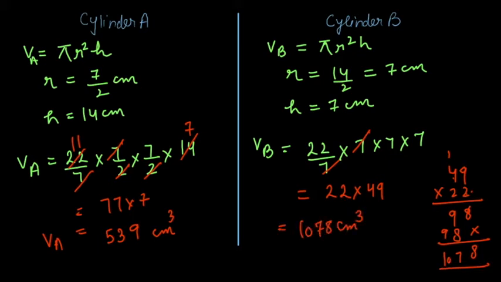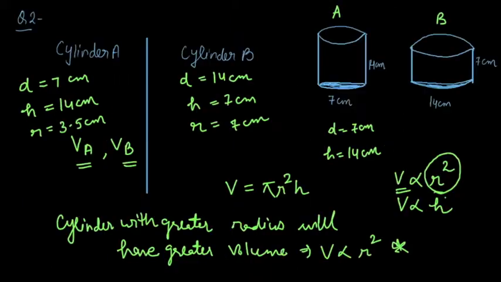So now if you compare, the volume in first case is coming out 539 centimeter cube, whereas in second case it is coming out 1078 centimeter cube. So from here I can conclude that the volume of cylinder B is greater than the volume of cylinder A, and this is the same thing which we have written here, that the volume of the cylinder B will be greater as compared to this, because here the radius is greater than the radius of cylinder A. So now in next part we have proved the same thing mathematically.